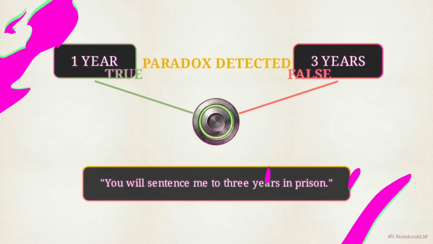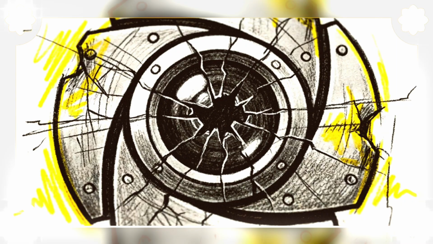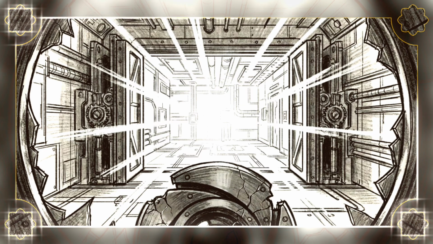This creates a paradox. If the judge gives you 1 year, your statement was a lie, which requires him to give you 3 years. But giving you 3 years makes the statement true. By weaponizing the trap's own architecture, you force the system into a loop it cannot resolve. Unable to fulfill its programming, the judge lets you walk free.